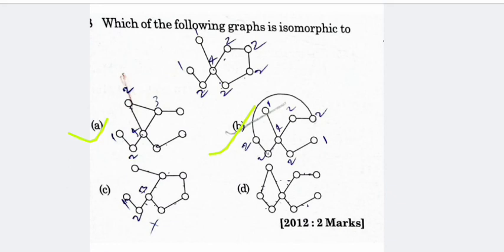Now come to the first option. Here the total number of vertices is 1, 2, 3, 4, 5, 6, 7 and 8, a total of 8 vertices, and the total number of edges is 1, 2, 3, 4, 5, 6, 7, 8.